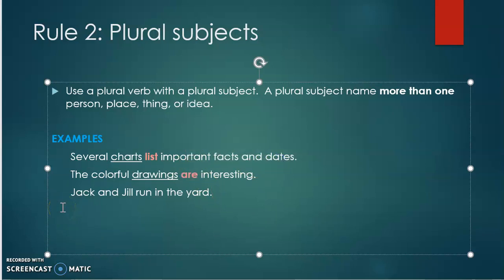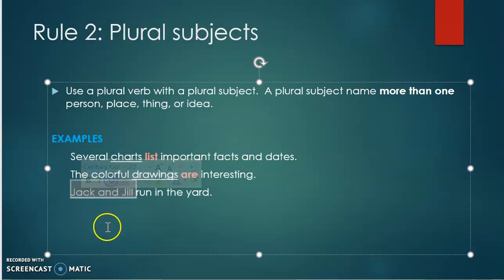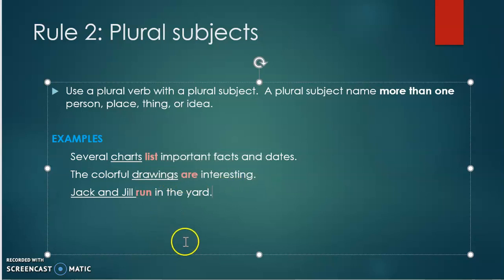Jack and Jill run in the yard. This is a plural subject. Here's my subject, all of this: Jack and Jill. I'm talking about both of them. Because I'm talking about both and using the word and, it is a plural subject, and I do not have an S at the end of the verb.